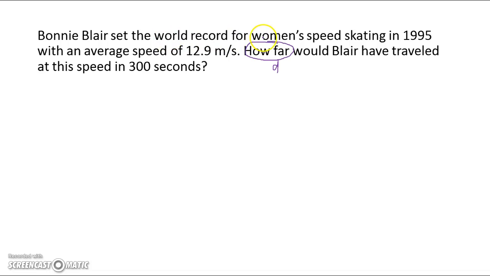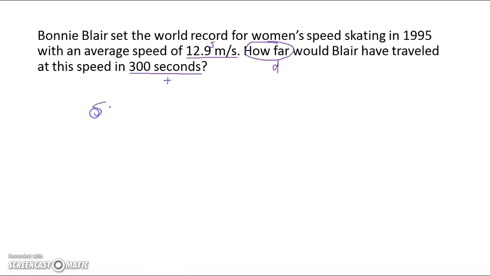And we know that important stuff. Is 1995 important? Well, it is a number, but it's not important for our calculations. We're going to keep going. Average speed of 12.9 meters per second. Yeah, that's important. That's our speed. And how far would she have traveled in 300 seconds? Well, that's our time. Right?